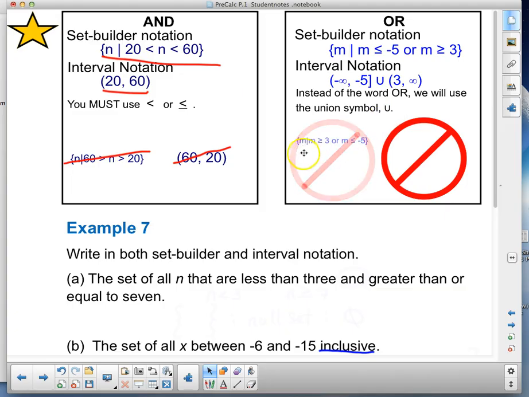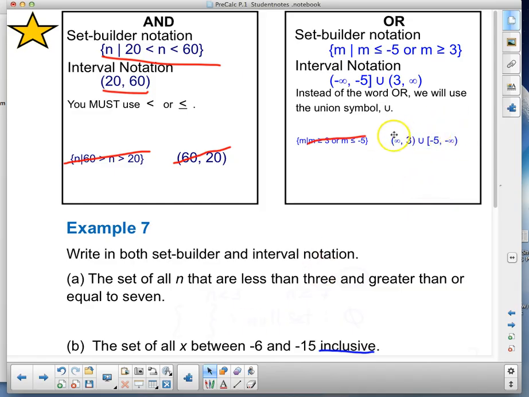But please keep in mind, it will not be the set of m such that m is greater than or equal to 3 or m is less than or equal to -5 because of the order. So we won't do it this way. Please don't do it that way. It will be marked accordingly on the test. And look at this. It should have been negative infinity to -5, and then 3 to infinity as we go through. So it's very particular when we're using this order. So please pay attention to that.